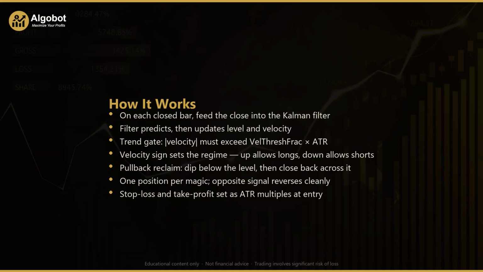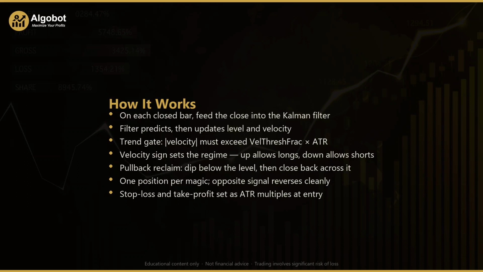Next comes the trend gate. The strategy measures the size of the velocity and compares it to a threshold, which is set as a fraction of the average true range. By default, that fraction is 5/100ths. If the velocity is positive and larger than the threshold, the market is judged to be in an up regime, and only long trades are allowed. If the velocity is negative and beyond the threshold on the downside, it's a down regime, and only short trades are allowed. If the velocity is too small either way, the market is treated as directionless and nothing happens. Crucially, the sign of the velocity decides the only side the strategy will consider.